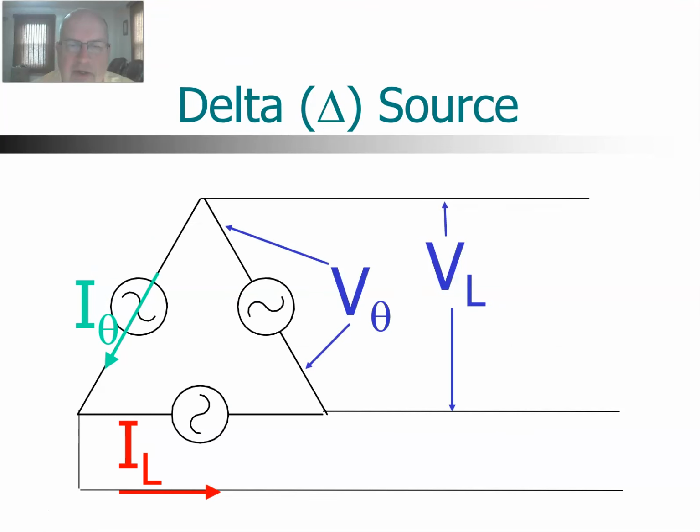In the case of a delta, we have the phase voltage is across one generator, and that happens to be exactly the same as the line voltage. So phase voltage and line voltage are the same for a delta source. But when we look at line current, that is not the same as the phase current because there is some additional current right here. So again, just like the voltages were different in a Y, in the delta, the currents are different. So phase current is not necessarily the same as the line current, and in fact will not be the same for a delta source.